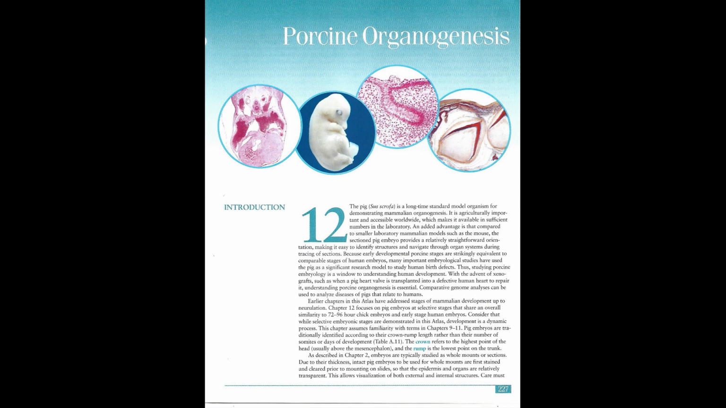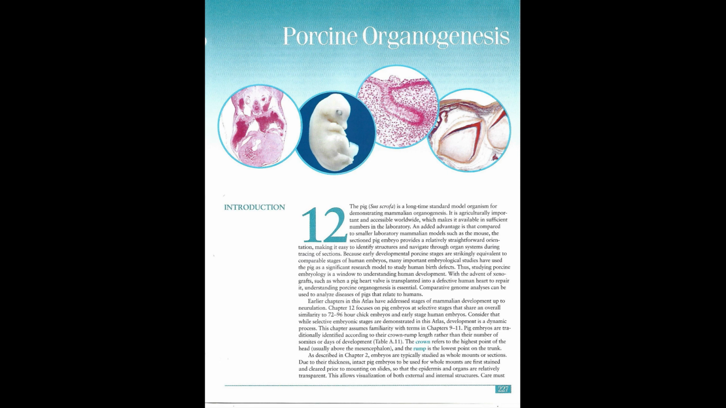Pig embryos are traditionally identified according to their crown-rump length rather than their number of somites or days of development, Table A.11. The crown refers to the highest point of the head, usually above the mesencephalon, and the rump is the lowest point on the trunk. As described in Chapter 2, embryos are typically studied as whole mounts or sections. Due to their thickness, intact pig embryos to be used for whole mounts are first stained and cleared prior to mounting on slides, so that the epidermis and organs are relatively transparent.